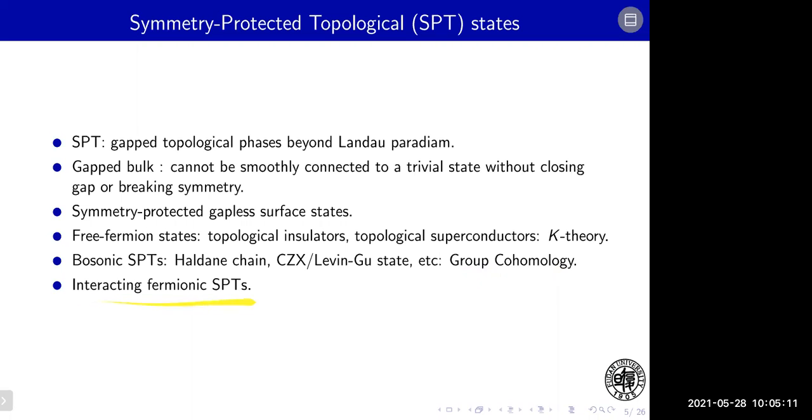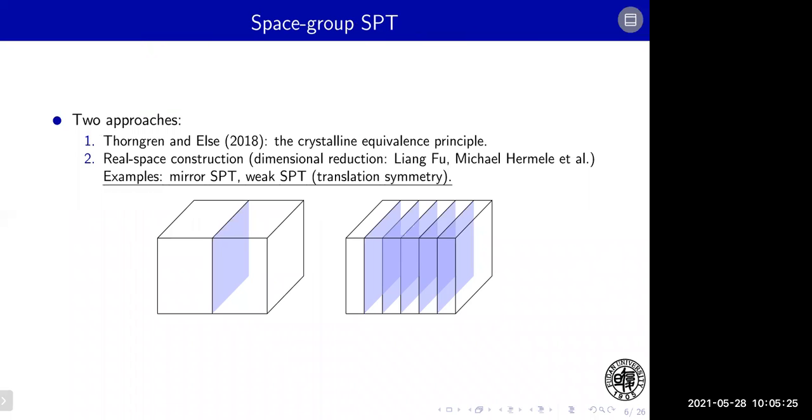And the third and the most difficult type is the interacting fermionic SPT phases. To my knowledge, this classification problem is not fully solved yet. So that will be my topic. And I will focus on the SPT phases protected by space group symmetries and maybe some other on-site symmetries. People also call these crystalline SPT phases because space group symmetries are the symmetry groups for crystals.